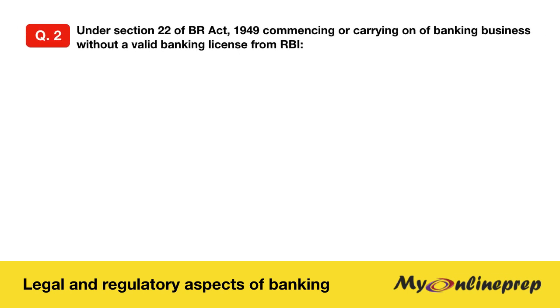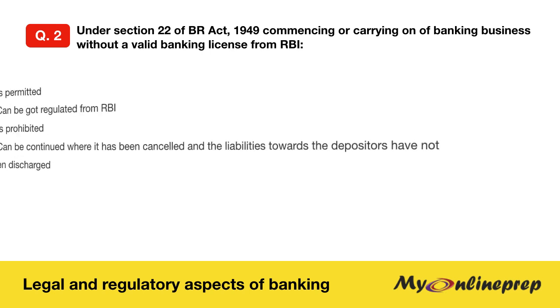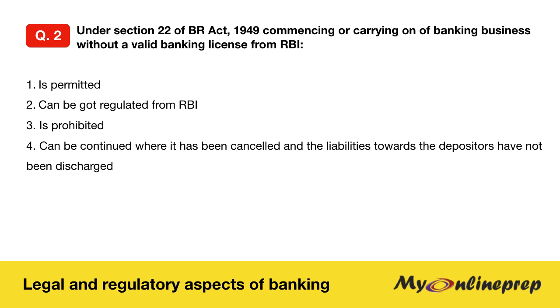Question number 2. Under Section 22 of the Banking Regulation Act 1949, commencing or carrying on of banking business without a valid banking license from RBI is permitted, can be got regularized from RBI, is prohibited, or can be continued where it has been cancelled and the liabilities towards the depositors have not been discharged. इनमें से कौन आंसर सही है?